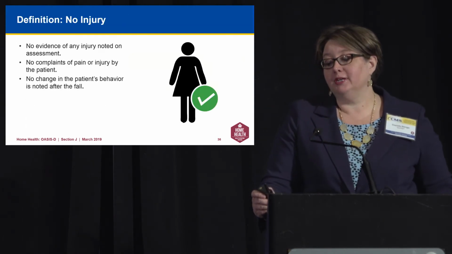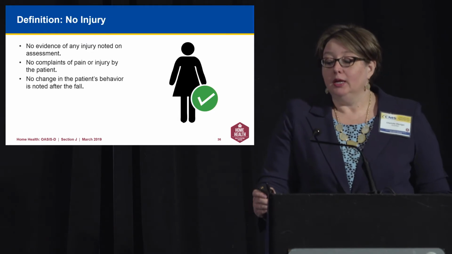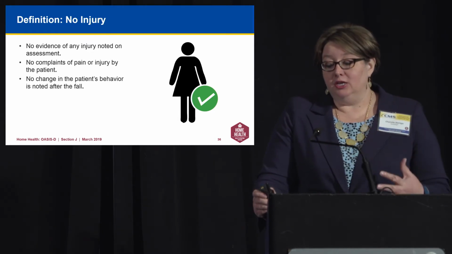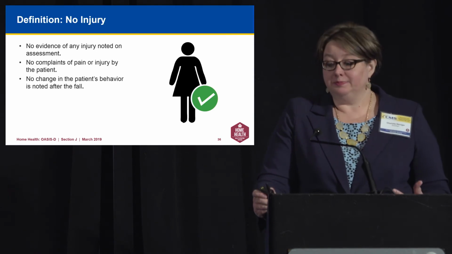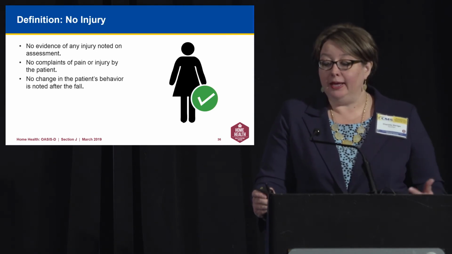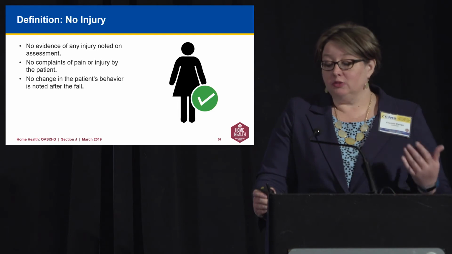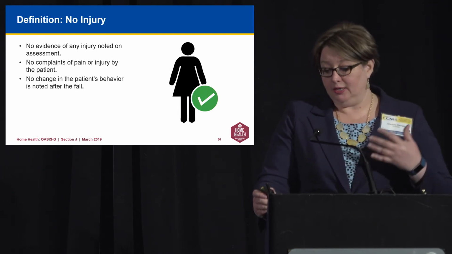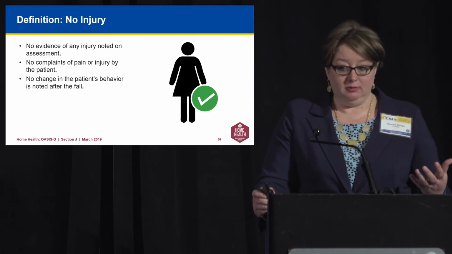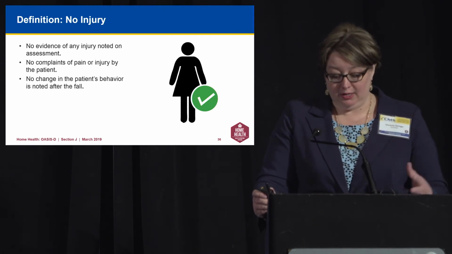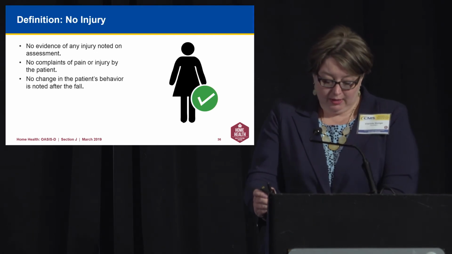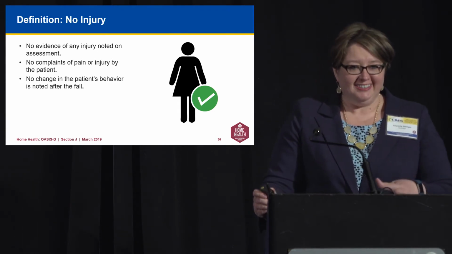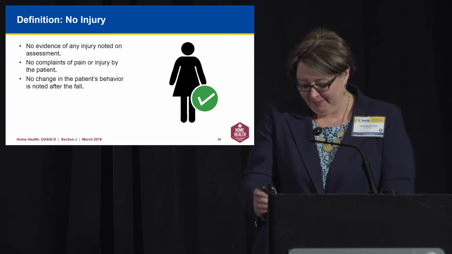So when we're talking about the definition of no injury, this is no evidence of any injury noted on the assessment. No complaints of pain or injury by the patient, no change in the patient's mental status or behavior noted after the fall. There was nothing here, okay? Just remember, no injury doesn't mean no fall, right? I just want to make sure we clarify that piece.